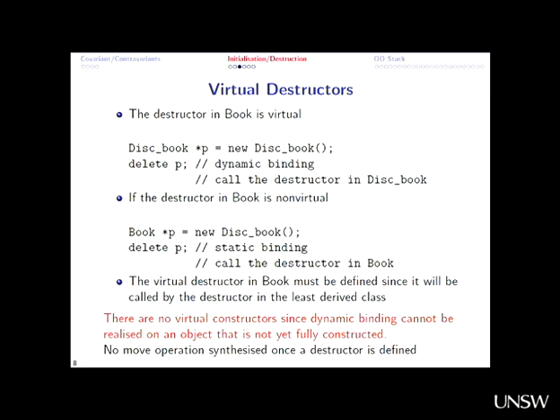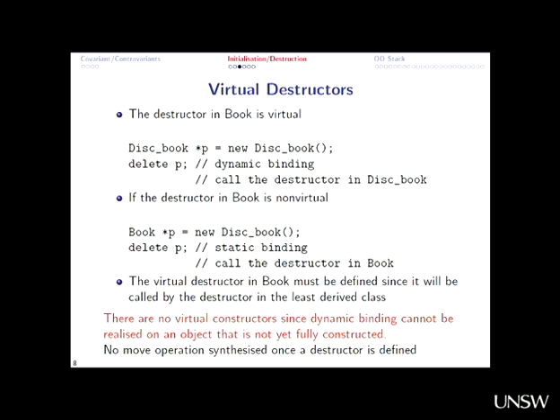Constructors cannot be virtual. On the other hand, destructors must always be virtual. Because of this, if we have this discounted book and we call delete P, this will call the destructor on discounted book. If we swapped out discounted book there for book and said delete P, because of dynamic binding, because the destructor is virtual, it will always call the destructor for discounted book.